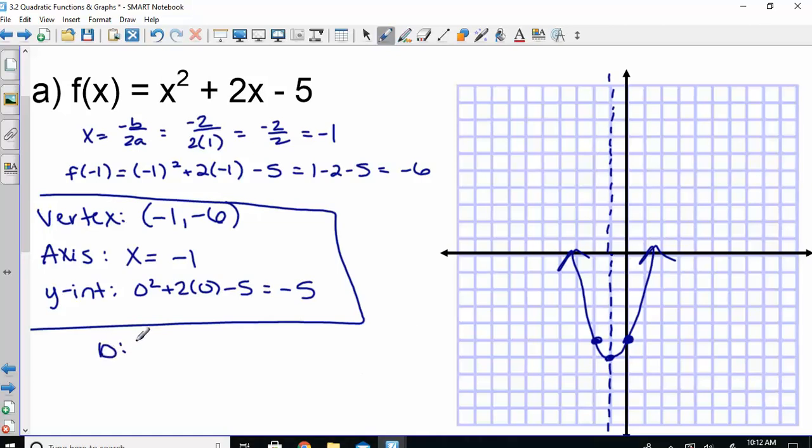What is the domain? Yeah, every time. Negative infinity, positive infinity. What's my range? Negative 6 to positive infinity. Any questions on that one? Will the domain always be negative infinity to positive infinity? Yes, every time. We're going to do another one together, and then I'll have you guys try the third one.